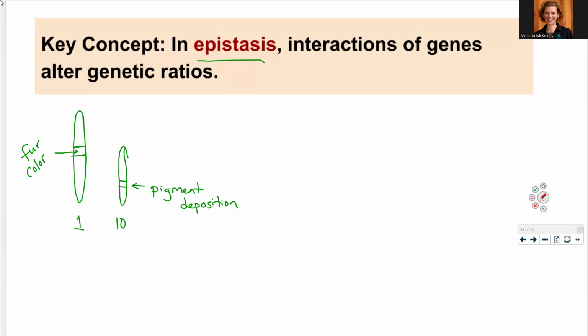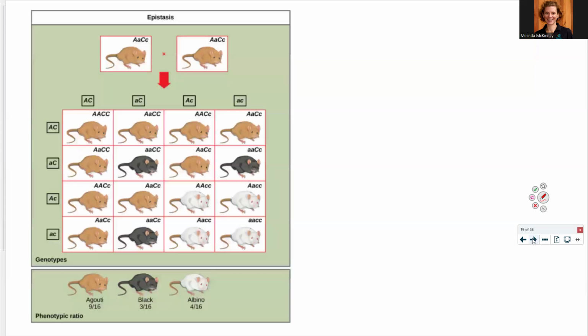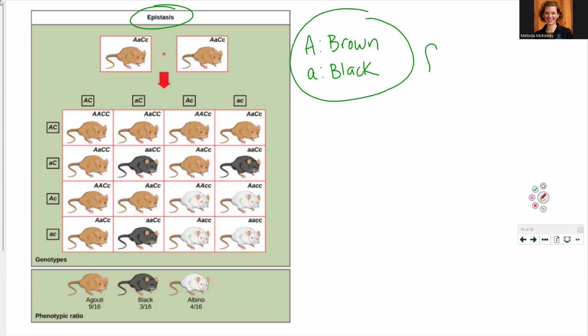So let's look at an example. I'm just going to draw it all out. I've got an example here. This isn't a mouse with epistasis, this is from our book. It's an example. Capital A in this case is for brown fur. Lowercase a is for black fur. And then we've got another gene, which is gene C. Both of these are for fur color.